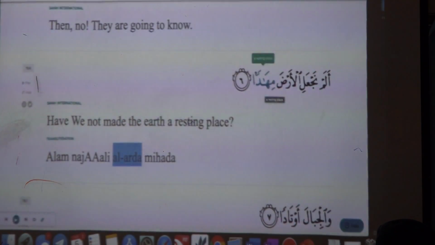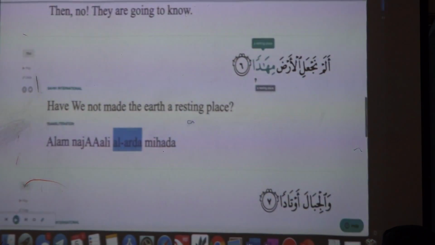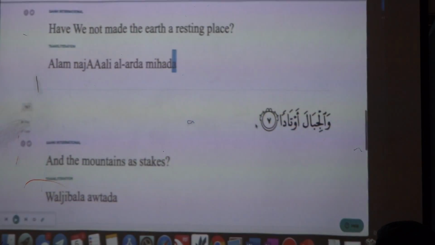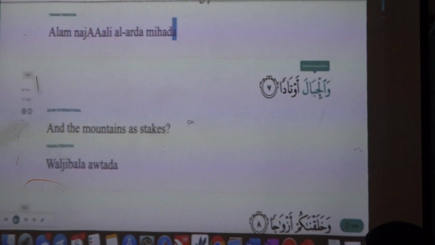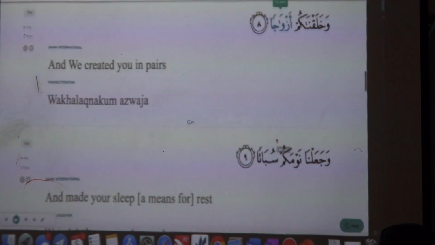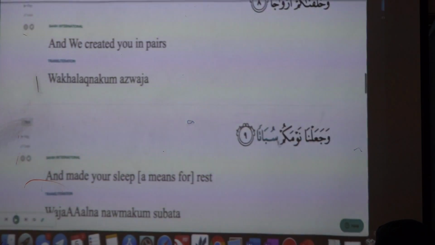Mihadan, accusative. Why? The un sound. In the transliteration it says mihada, but it's also pronounced mihadan, and the un sound gives us an accusative status for the noun. Wal jibala, accusative. Autadan, accusative. Azwajan, accusative because of the un sound. Okay.